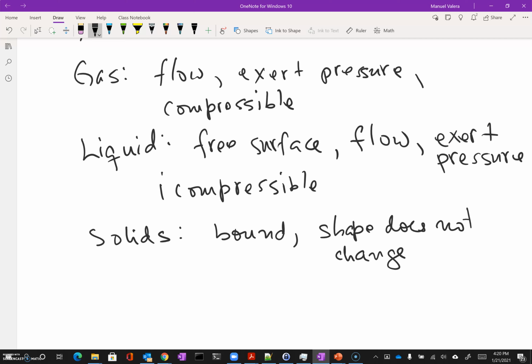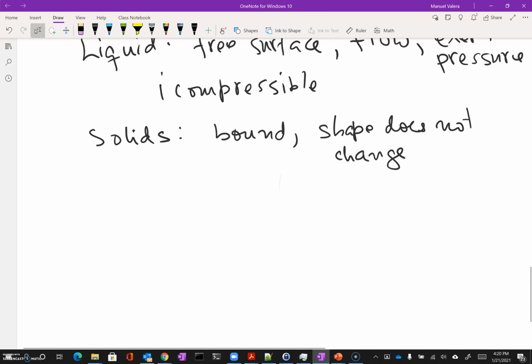So one main difference between liquids, gases, and solids is that you can shear, right? You can deform liquids and gases very easily, but solids, if you deform them, in most cases they come back to the original shape. Okay, so we have those ideas, so along with that we can define the idea of density.